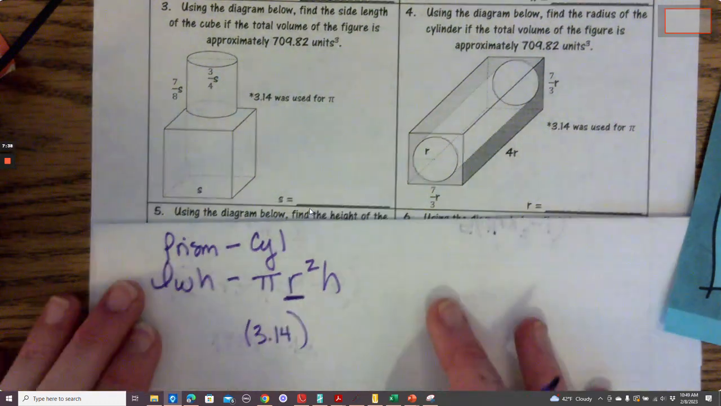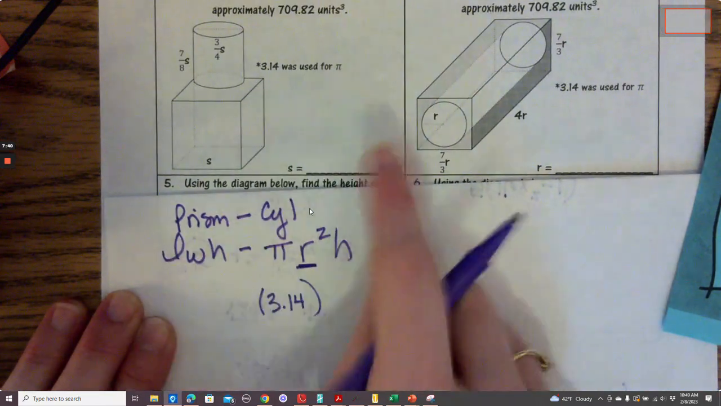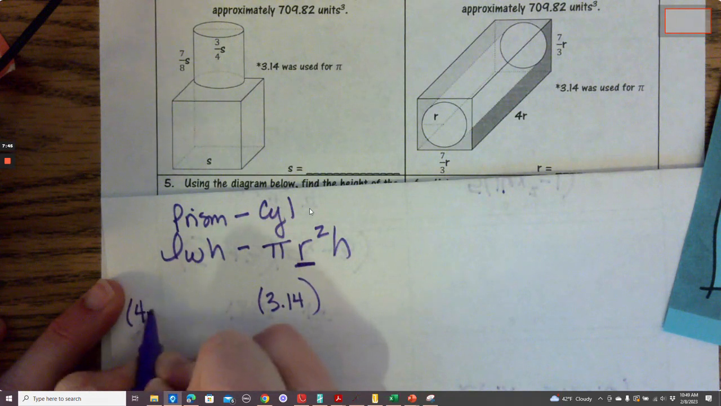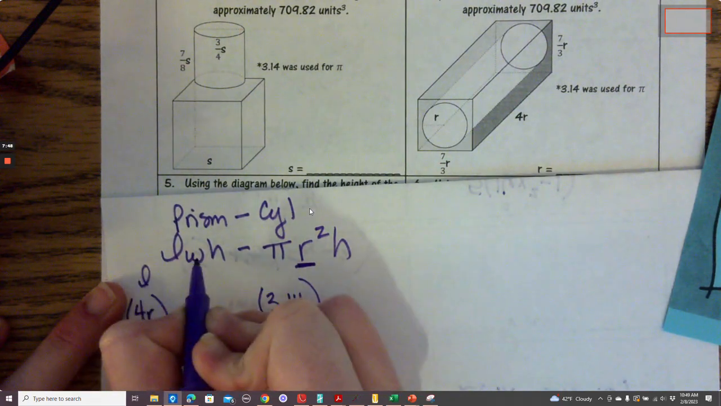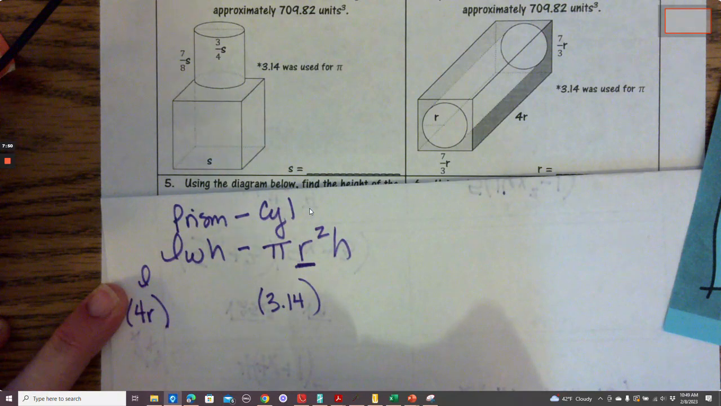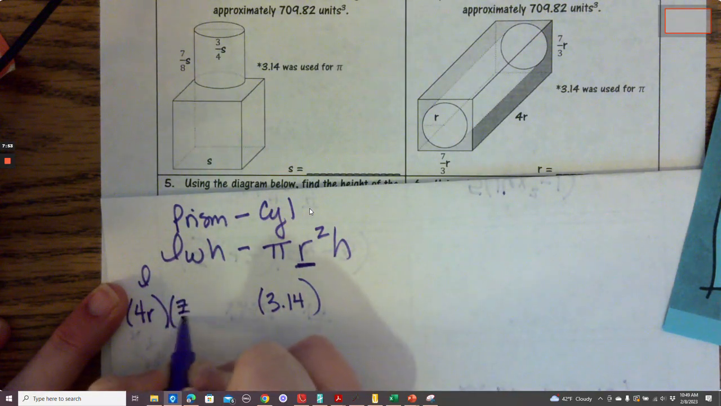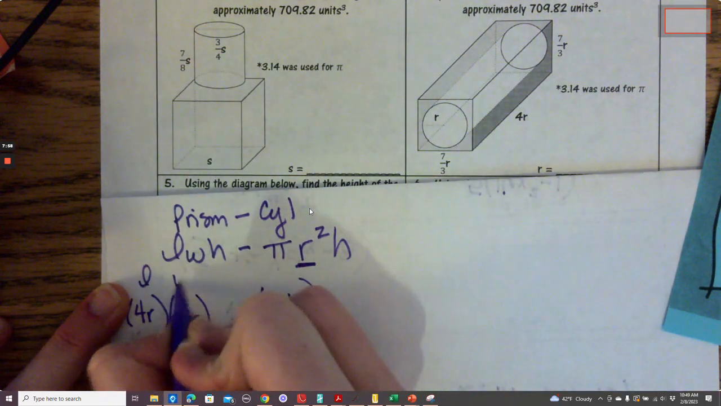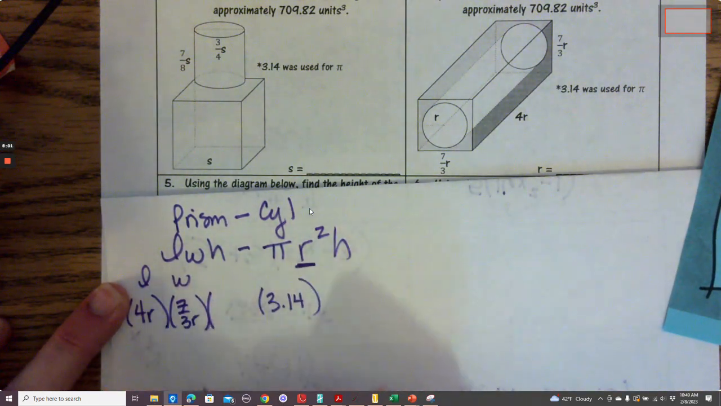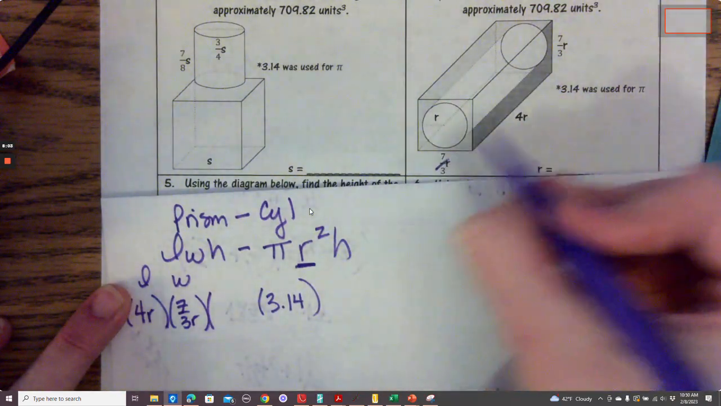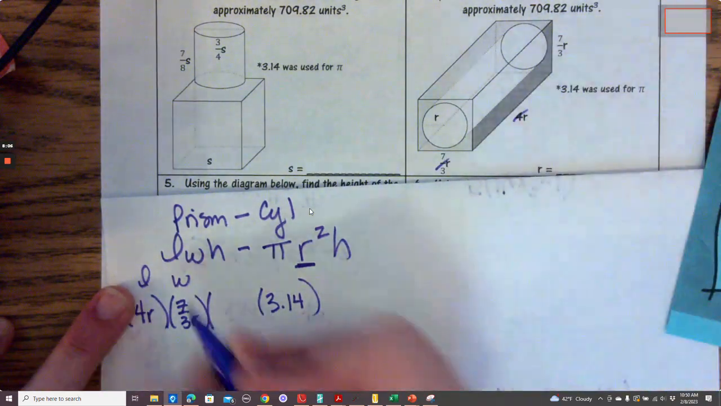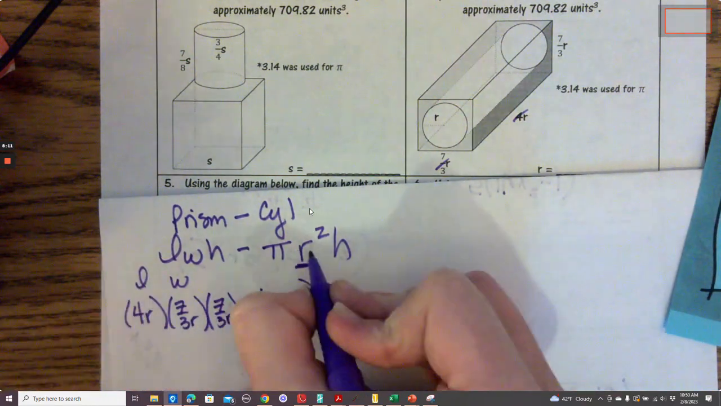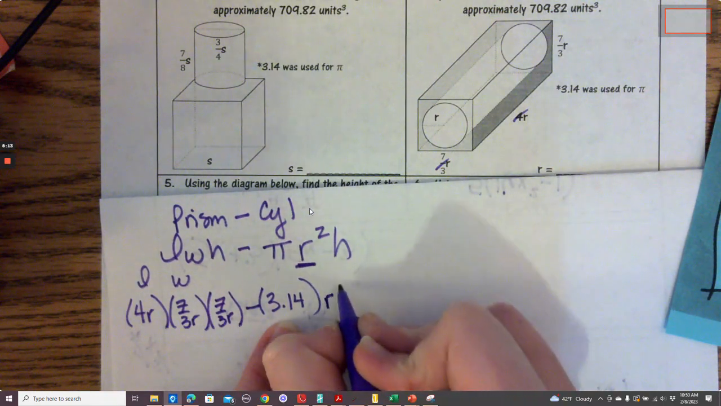So let's start with the rectangular prism. What is the length of this rectangular prism? 4r. Okay, so 4r, that's my length. What's the width? 7/3 r, and there's no wrong answer here as long as you use them only once. That's my width. What's my height? Yeah, so we use that one. So if you need to mark them out, 7/3 r minus pi r squared can stay because that's the letter I'm looking for.